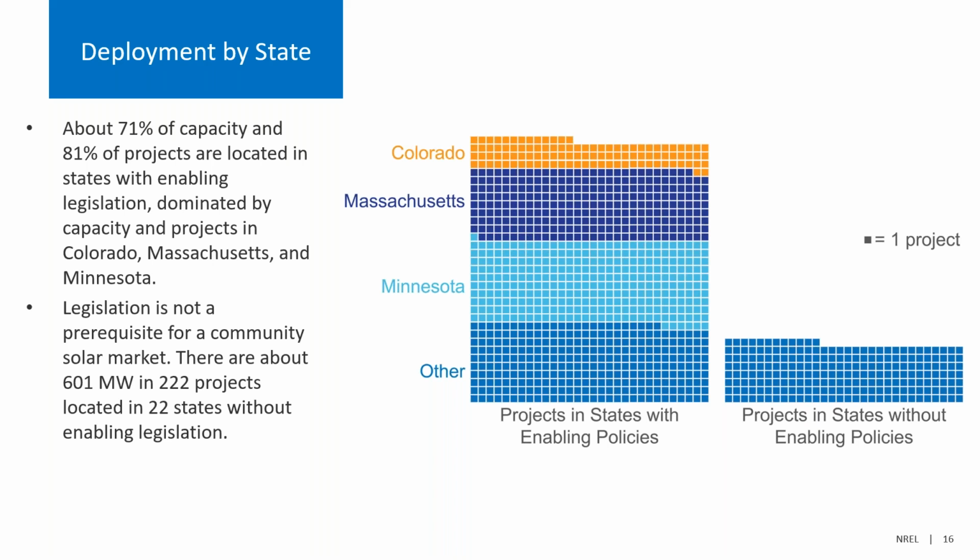And that can be done through a utility, for example, that does not have a mandate to do community solar or does not offer the requisite metering structures, deciding that they want to develop a program on their own.